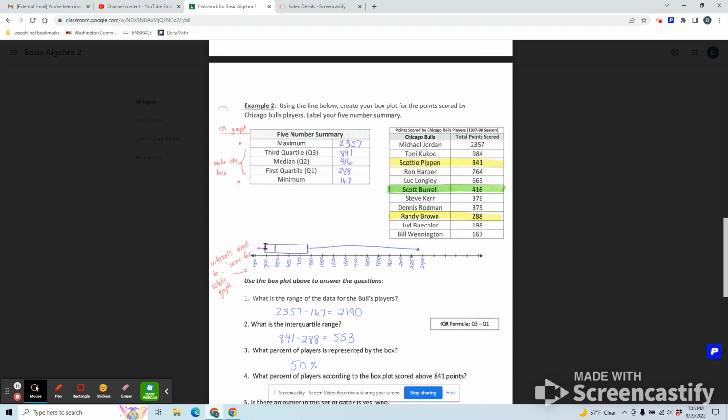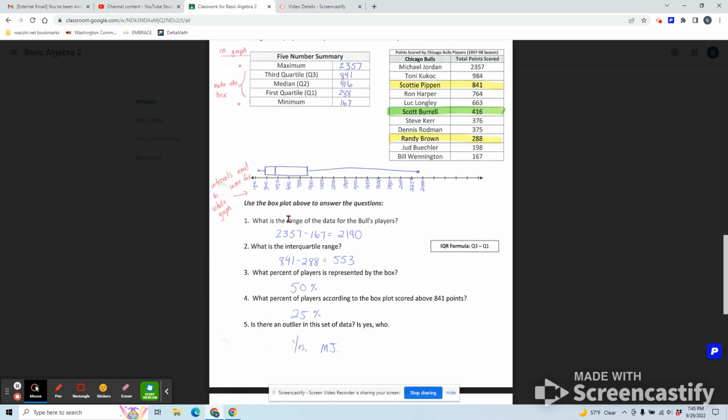So now I'm making a line because these quartiles make a box. So I make a line. My median, my quartile 2, 416, put another line. My third quartile, 841, that's the end of the box. So this right here is my box. That line, this one, and this one are all the quartiles. And then I also have my maximum, which is way over here. So I create the box, and then I connect the box to the whiskers.